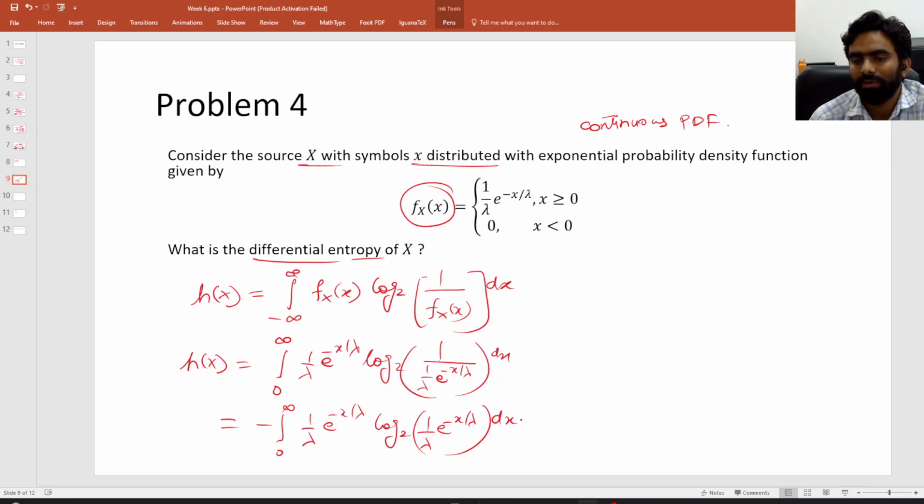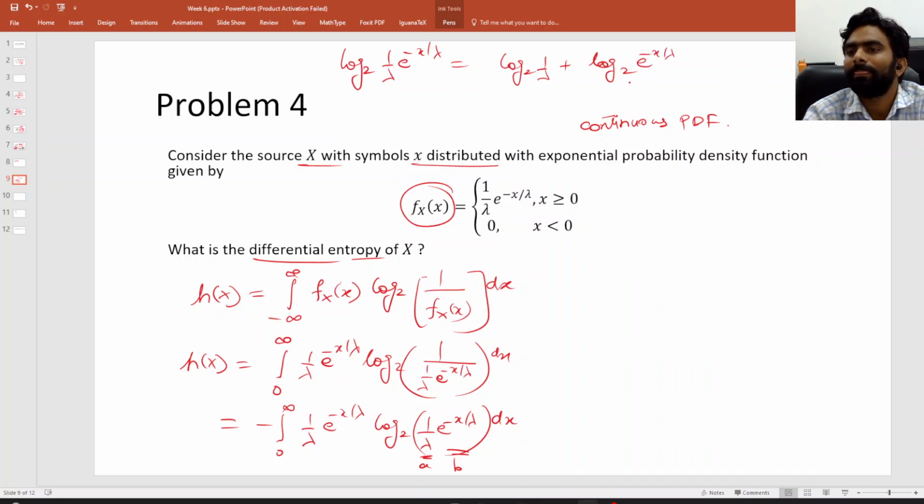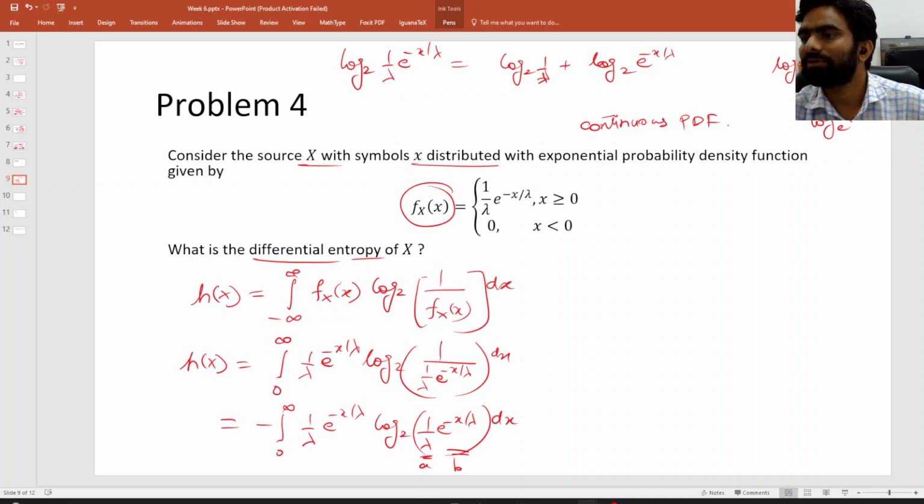Now what can be done? Apply this property, take this as a and this as b and solve this. Log base 2 of 1 by lambda e raised to power minus x by lambda can be written as log base 2 of 1 by lambda plus log base 2 of e raised to power minus x by lambda. Again this is an exponential, so we have to get rid of that exponential in the log, so we can apply this property: log of a raised to x can be written as x log of a, with any base.